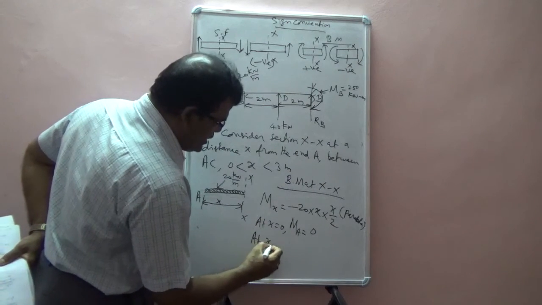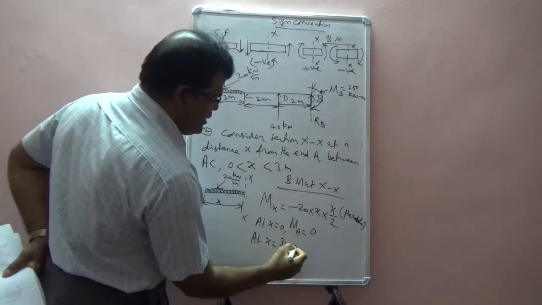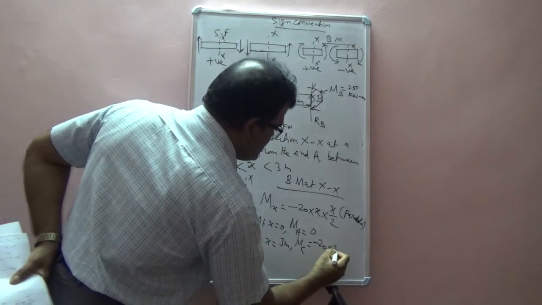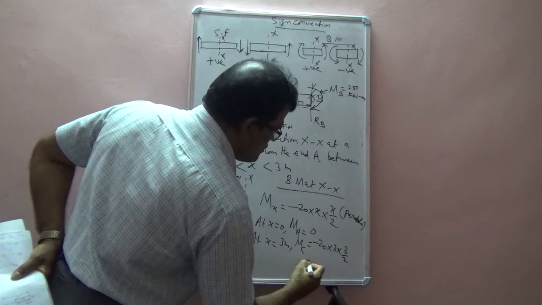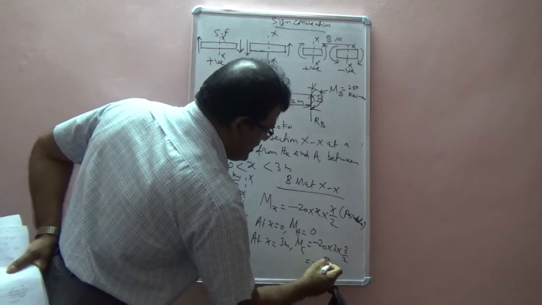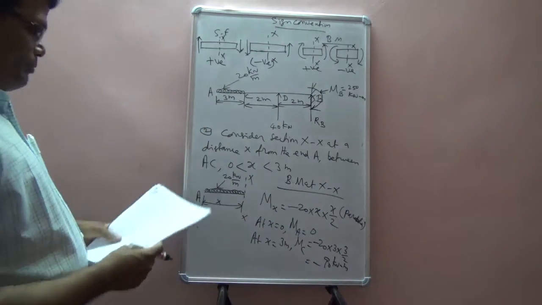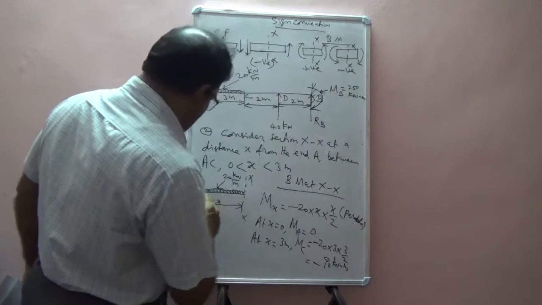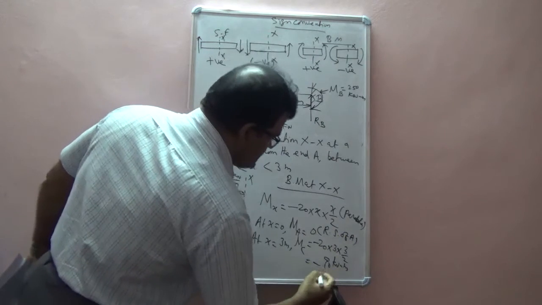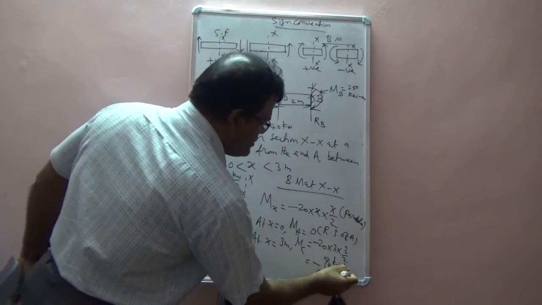Then at x equal to 3 meter, it represents point C. Therefore the bending moment at C will be equal to minus 20 times 3 squared by 2. So this is minus 10 times 9, which is minus 90 kilonewton meter. Now this indicates the right side of A, and this indicates the left side of C.